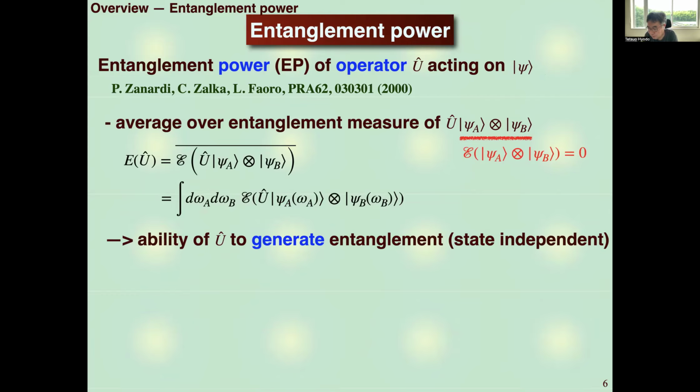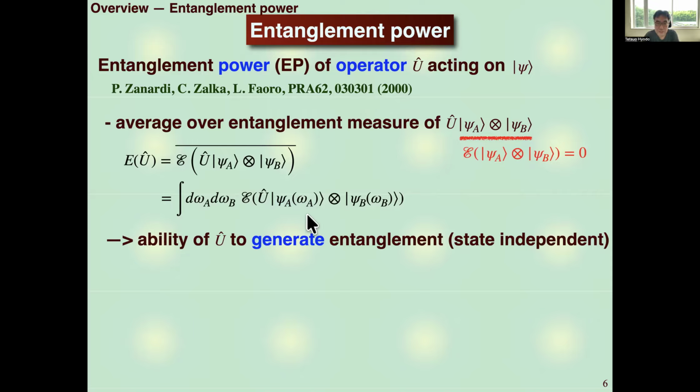Now, the entanglement entropy can characterize the entangling nature in a state. But we are considering some dynamical aspect of the quantum scattering, which is expressed by the operator, the S matrix. So we are also interested in the entanglement nature of an operator, not the state. And there is this entanglement power definition, which is a property of some operator, not the state, and characterizes the entanglement generating nature of that operator.